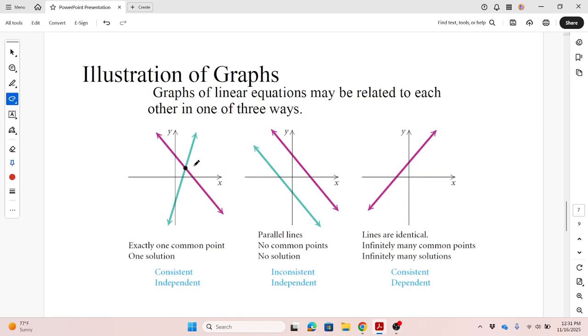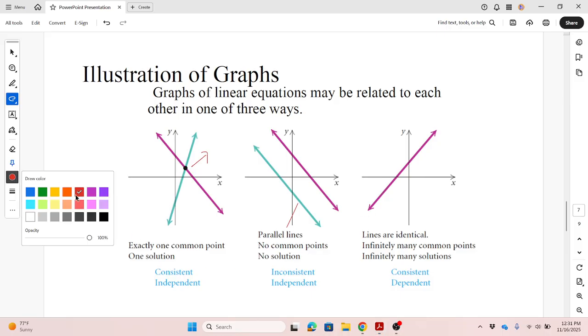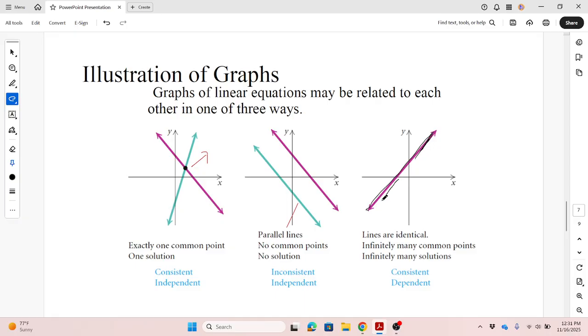If we plot the graph, you might find one solution like this, or you might find no solution like this, because these two lines are never going to intersect since they are parallel. And here you just see one line, but this is actually two identical lines, the same line, overlapping each other. So every single point is a solution. That's why there are infinitely many solutions. So you have three situations: one solution, no solution, or infinitely many solutions.